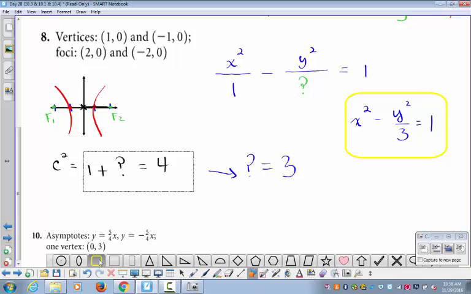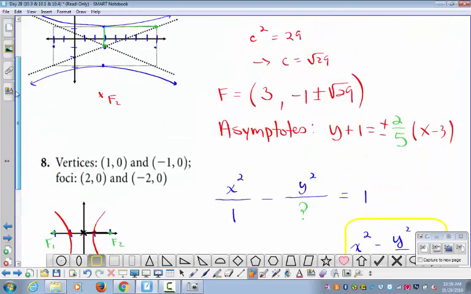That make sense? Drawing the sketch helps you just sort of orient things and put things in place. From the sketch, we know that c is 2, so c squared is 4. From the sketch, we know that x's are coming first. And we know that the denominator is 1 under the x's. And it's the denominator under the y's that's our question. We don't know what that is. But we do know that the sum of the denominators has to be c squared, and c squared is 4. So that allows us to solve for the second denominator. Let's do one more, and then we'll take a break.